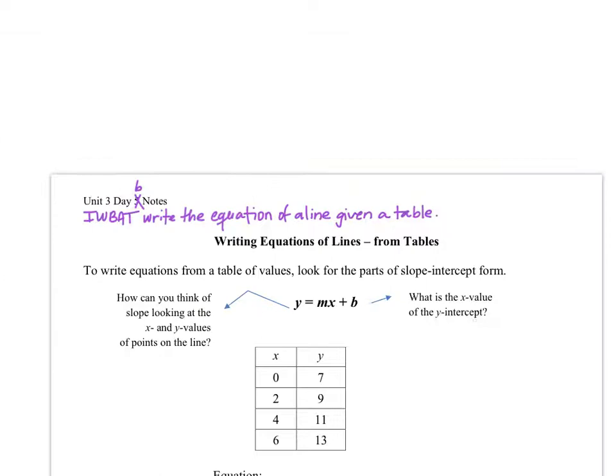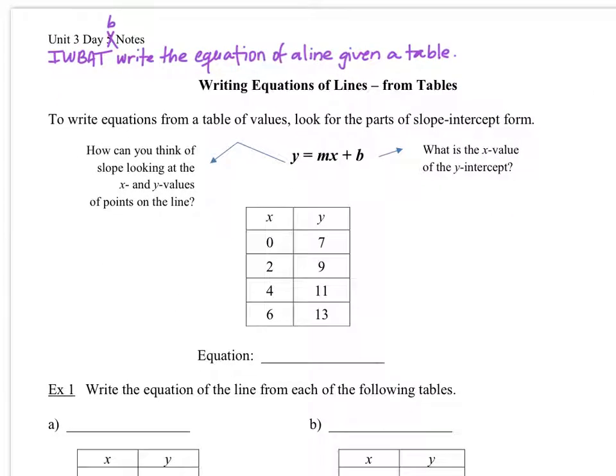So we will look at equations of lines in slope-intercept form today, y equals mx plus b, but instead of looking at the rise and run for your slope, we're going to interpret it slightly differently so that we can read it from a table. We'll also look for the b just a little differently or apply our current understanding to be able to get it from a table. If you take a look at the question on the left, it says, how can you think of slope looking at the x and y values of points on the line?